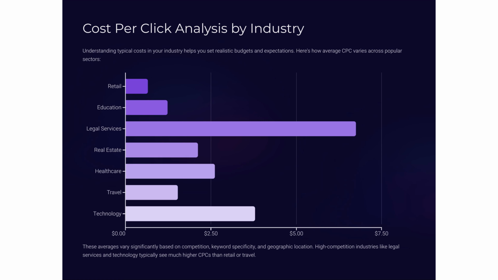Analyzing cost per click, CPC, by industry is crucial for setting realistic budgets. Retail and travel often have lower CPCs, while legal services and technology face higher costs due to competition. Factors like keyword specificity and geographic location further influence these averages, impacting your overall advertising strategy.